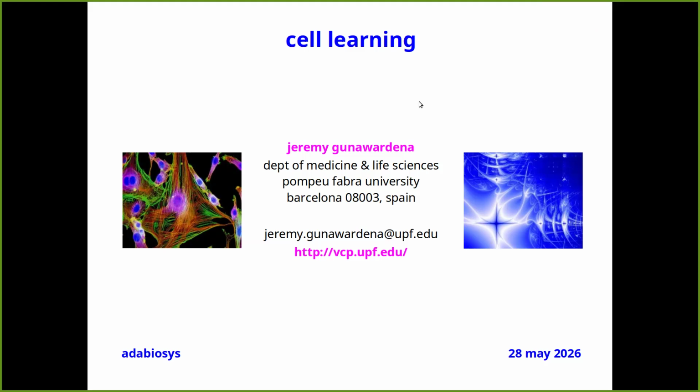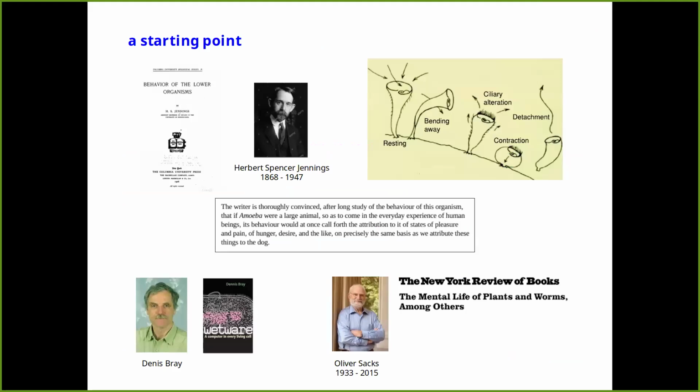So I thought what would be helpful, since I think people come from a lot of different backgrounds in the audience, I might start with one of the starting points for me in thinking about cell learning, which is the work of somebody whose name I think has faded out of the historical consciousness, Herbert Spencer Jennings. He was an American biologist who did a lot of very important work. He was extremely well known in the earlier part of the 20th century.